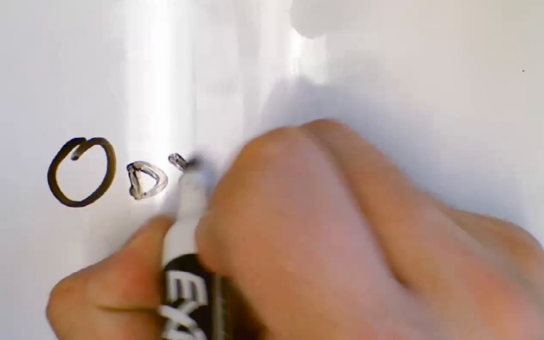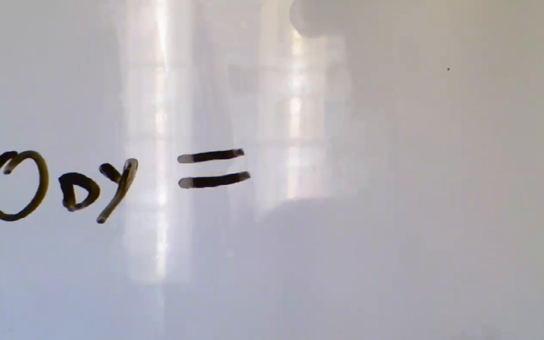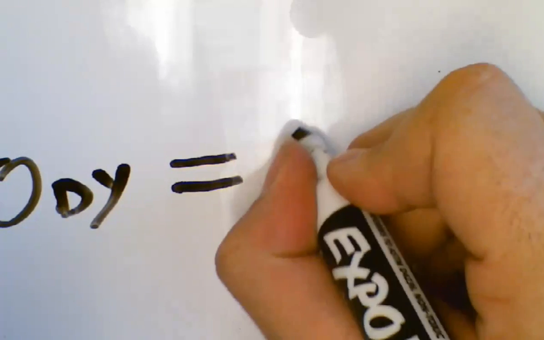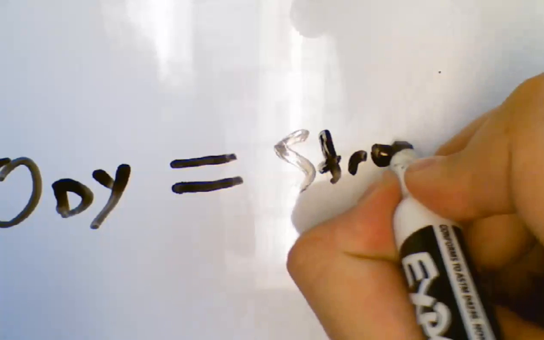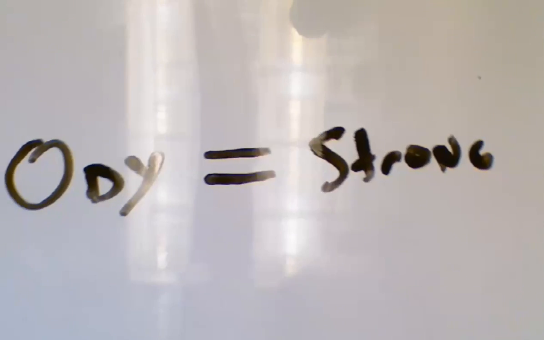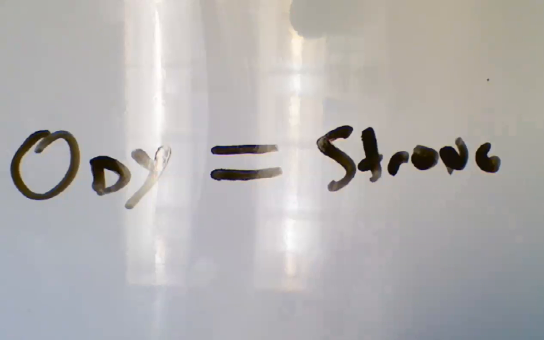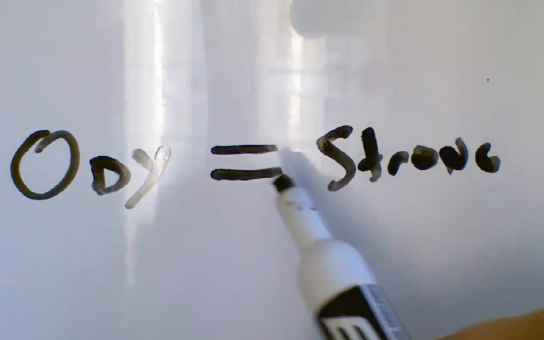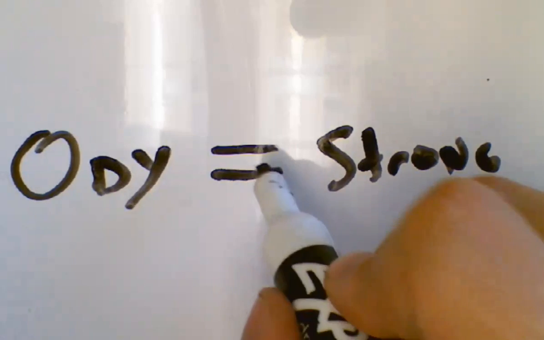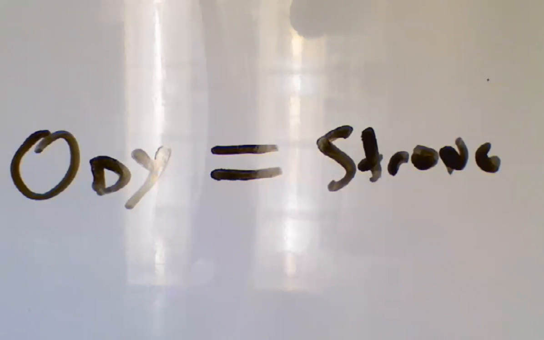If I said Odysseus is strong, we are literally saying, I'm not going to write it out, I'll just say Odie is strong. Odie equals strong. They are one and the same. Odysseus equals the adjective strong. He is that thing. He embodies that thing. If it was a mathematical formula, you could put in equals there. Just like x equals 9, Odysseus equals strong.